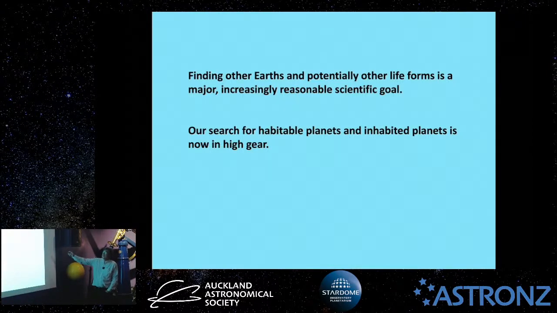So finding other Earths and potentially other life forms is a major, increasingly reasonable scientific goal. Not a lot of astronomers are astrobiologists, so this is really something new, and it started as a real scientific enterprise in 1995 when the first extrasolar planet was found. Our search for habitable planets and inhabited planets is now in high gear. Notice there's a difference between habitable and inhabited. Inhabited means you had the origin of life and life was supported.